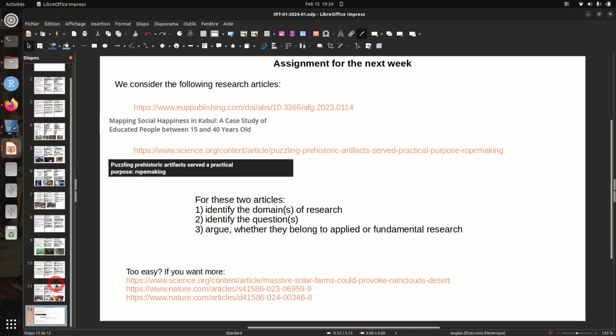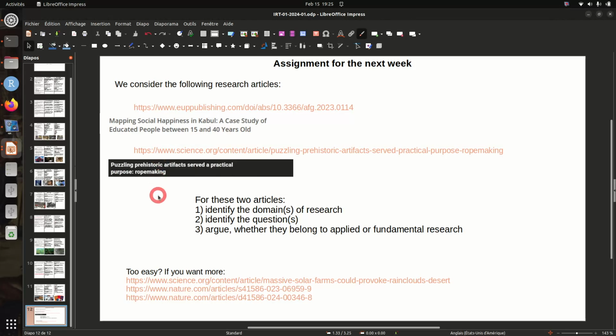This closes the first lecture of level 1 for research techniques. For an assignment, I invite you to consider these two articles, for which you can find the links here. They are about two different subjects. One is mostly about sociology, and the other one about experimental archaeology.